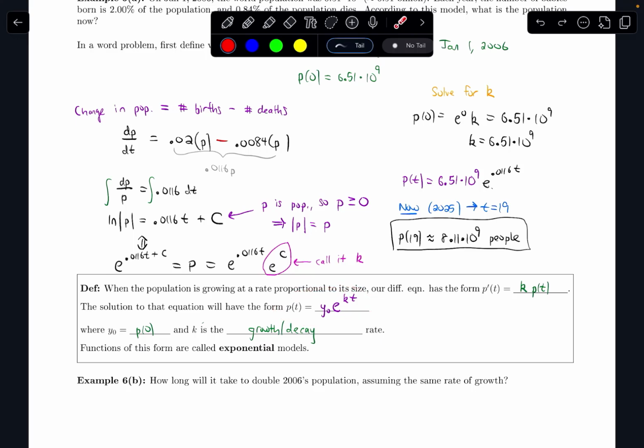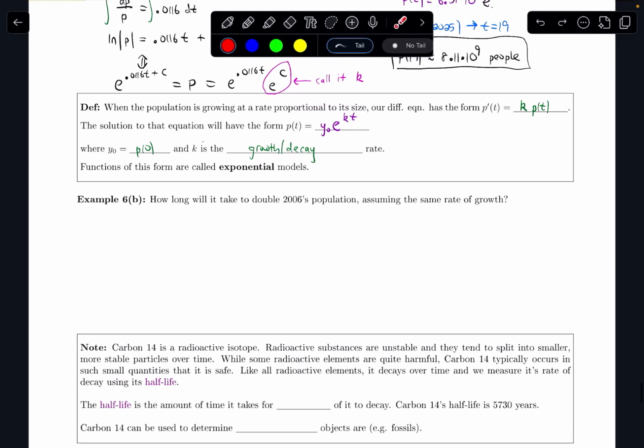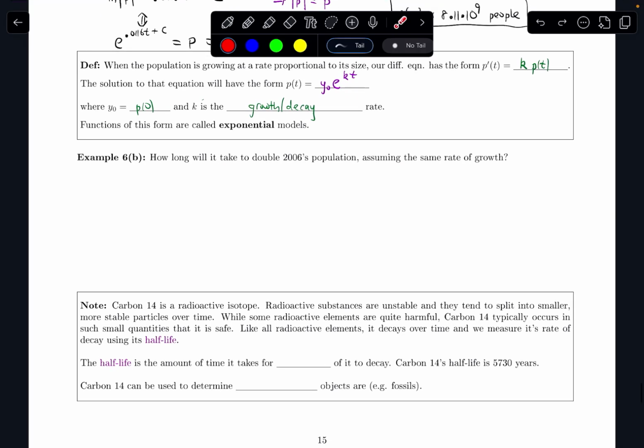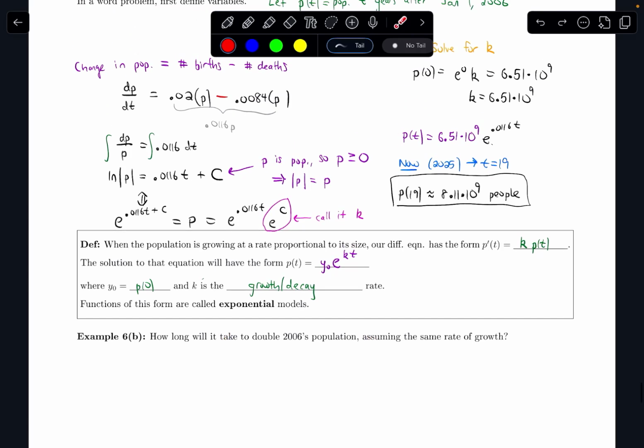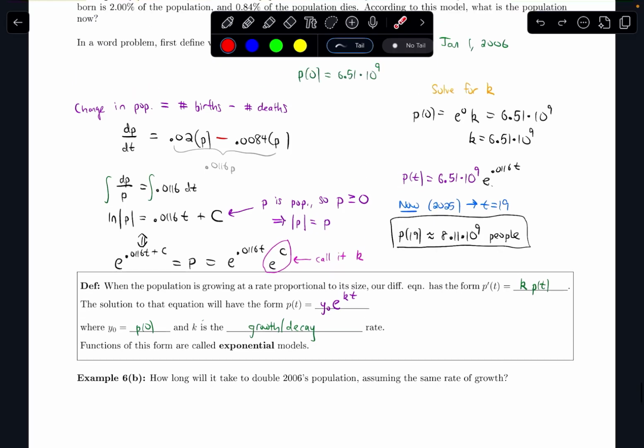All right, so follow up to this problem. Now, how long would it take to double 2006's population, assuming the same rate of growth? So if I want to double that population, I need this population to be 2 times what we started with, 2 times this value.